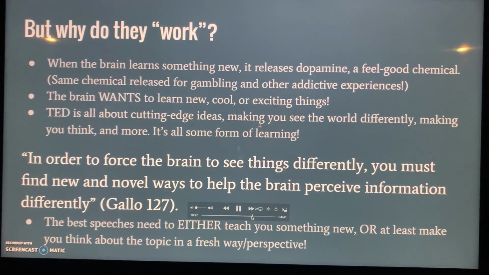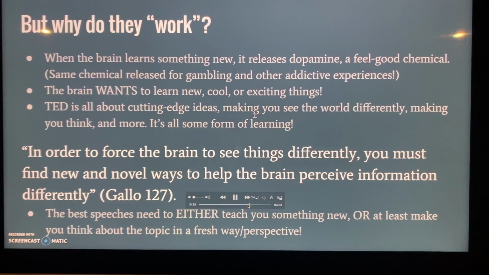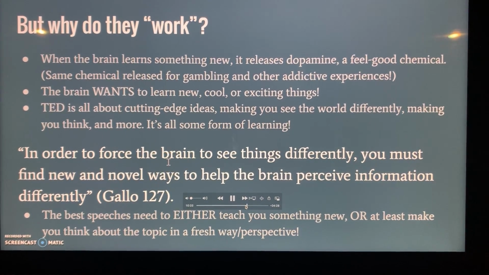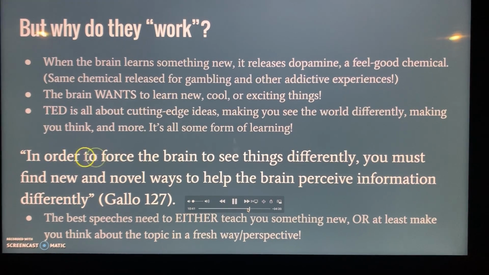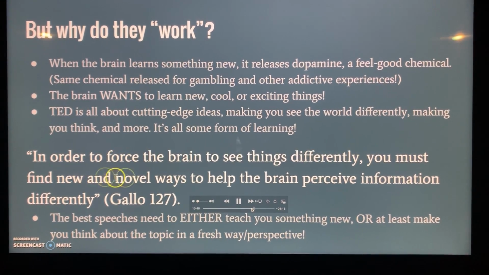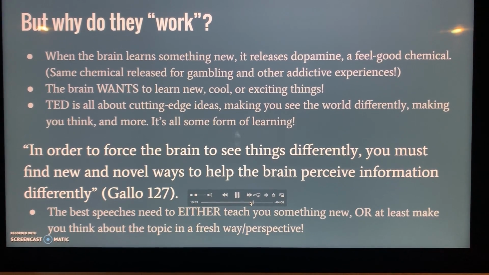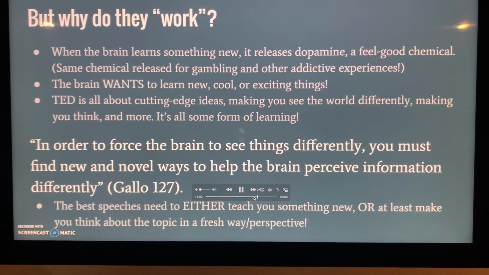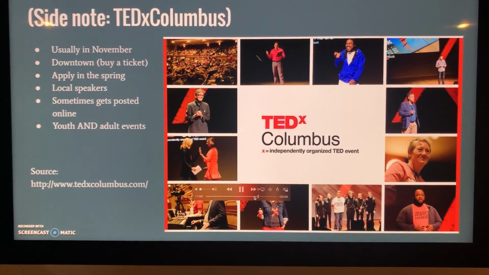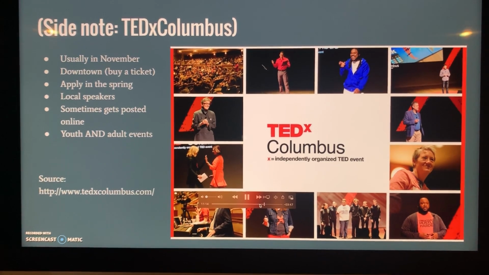So the question is, why do these work? When the brain learns something new, it releases dopamine, so it makes you feel good. And then the brain wants to learn new, cool, exciting things. So it's almost like your brain is saying, wow, that's so interesting. So in order for the brain to see something differently, you need to find new and novel ways to help the brain perceive information differently. So the purpose of TED is to get you to see things differently.